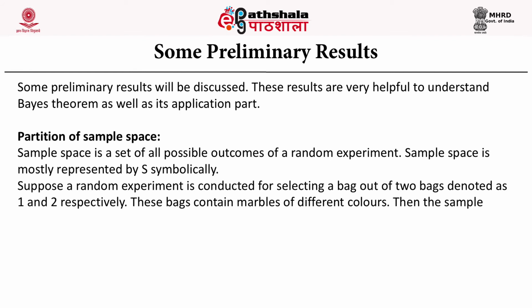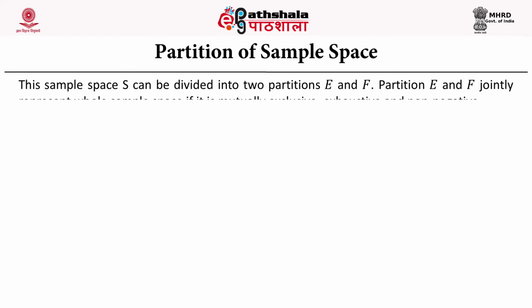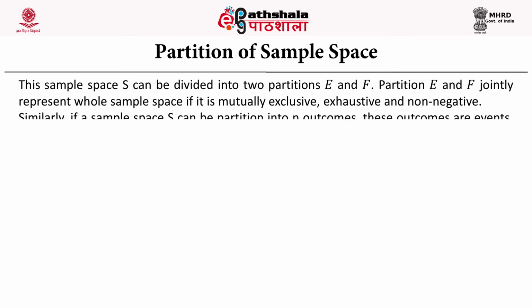Suppose a random experiment is conducted for selecting a bag out of two bags denoted as 1 and 2 respectively. These bags contain marbles of different colors. Then the sample space is given as S equal to {1, 2}, and if we have two outcomes E and F, where E represents bag 1 and F represents bag 2, then E is equal to 1 and F is equal to 2. This sample space S can be divided into two partitions E and F.